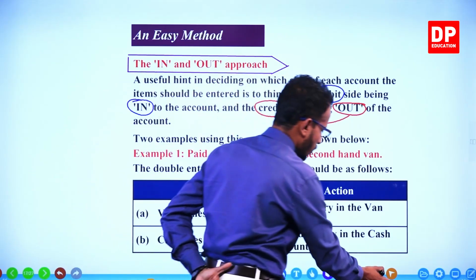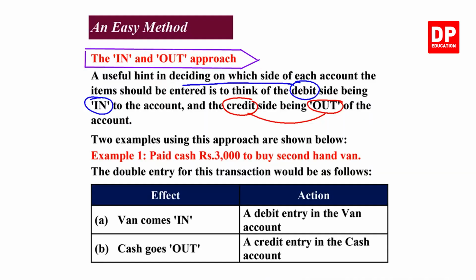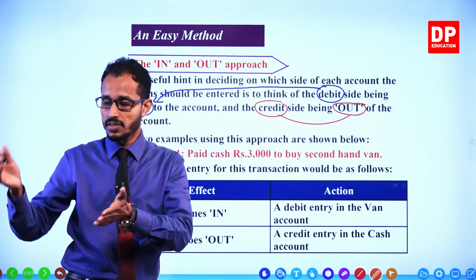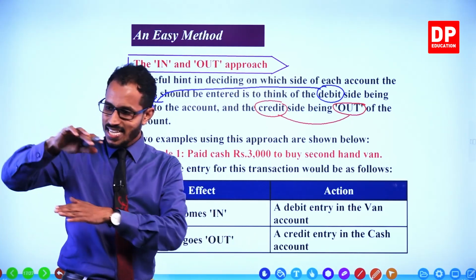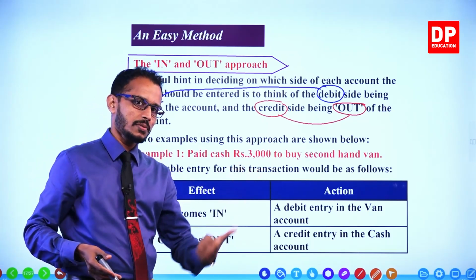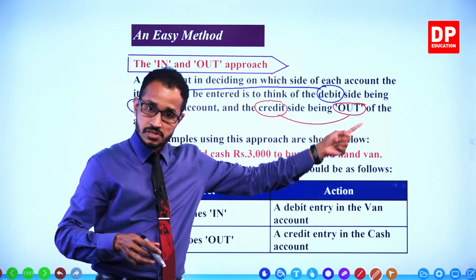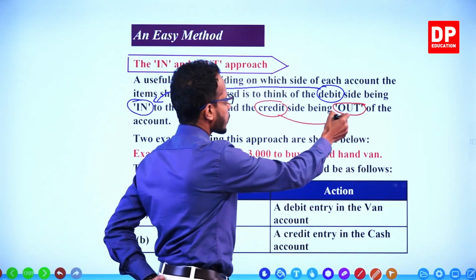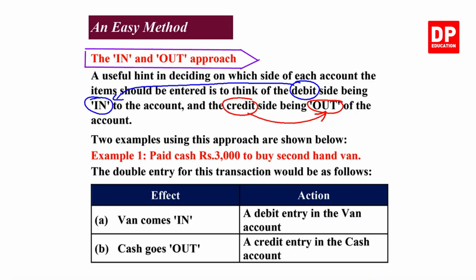Okay, let's see whether we can do this first. You consider debits as ins; all assets or whatever, cash or goods coming into the business are always on the debit side, and outs from the business are always on the credit side. Two examples using this system are shown below. Example 1. Paid cash rupees 3,000 to buy second-hand van.